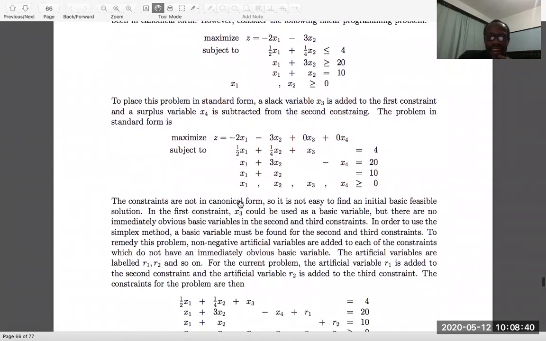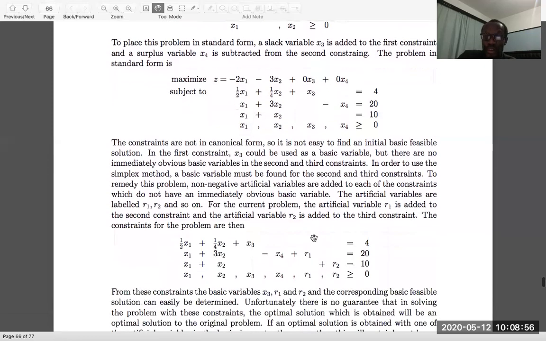So the constraints are not in canonical form, so it is not easy to find an initial basic solution. In the first constraint, x3 could be used as a basic variable, but there are no immediately obvious ones for the second and third. So what we're going to do is introduce artificial variables, here, here, and here.